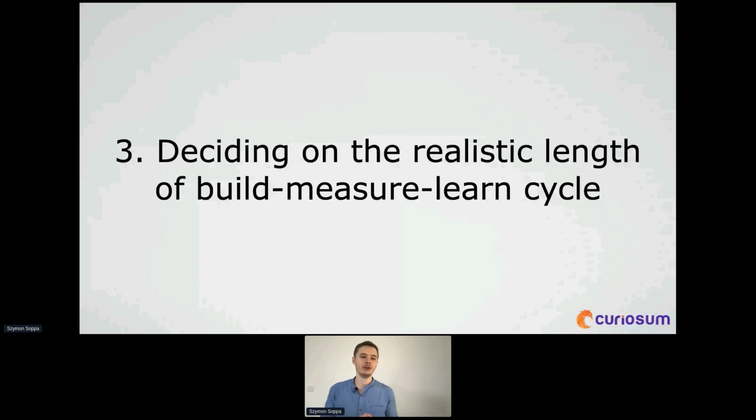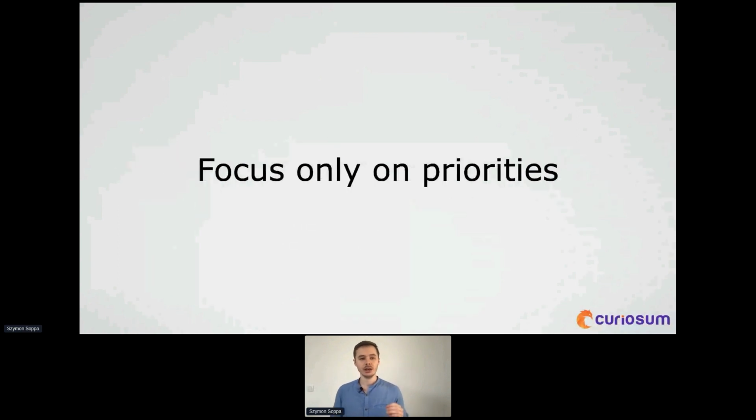So you have to have an idea of how fast you can develop the things in a cycle to verify the assumptions. And you have to focus only on priorities here. You're not gonna develop anything more than what's required to verify the idea.